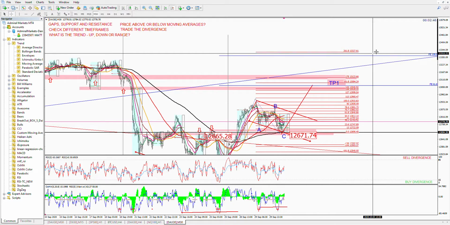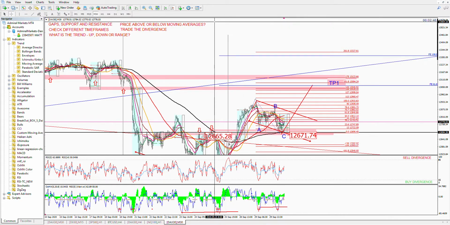Next one is a 100 extension, which is very, very important. It normally goes as a minimum. But because I've got the 261 also, mark it up, TP2, so total profit 2. Total profit 2, bang, bang.